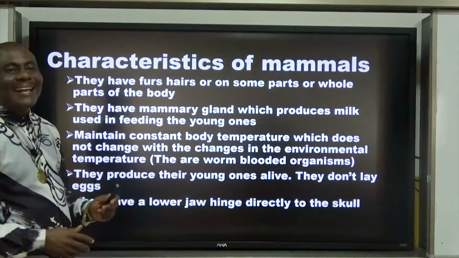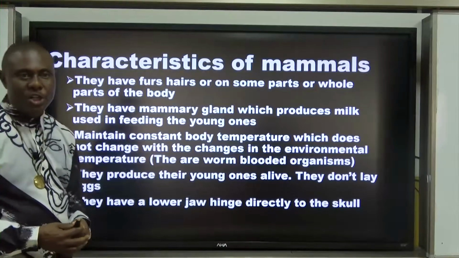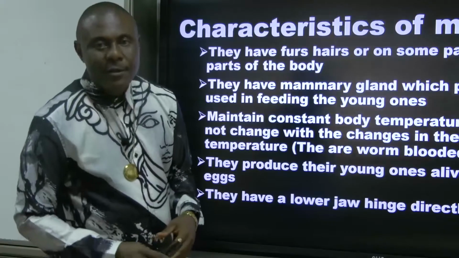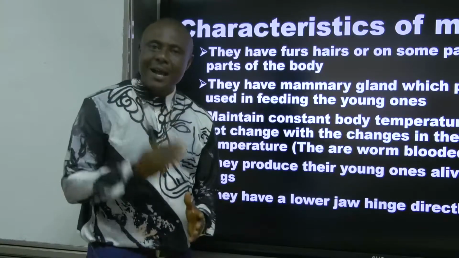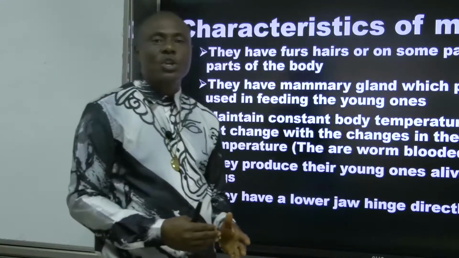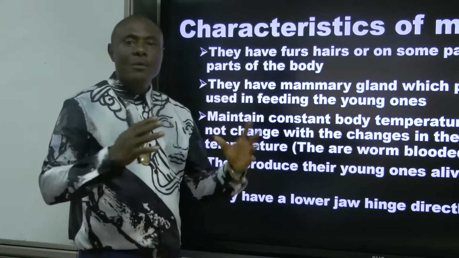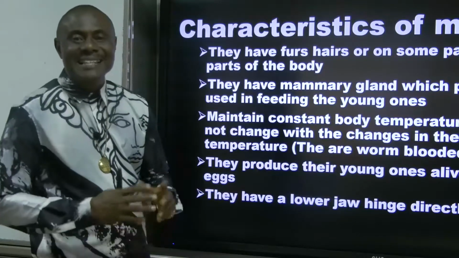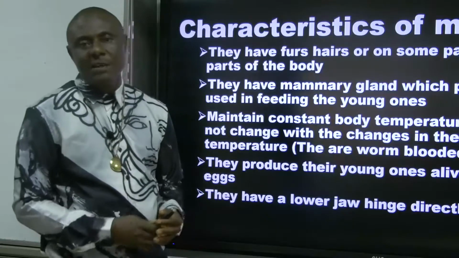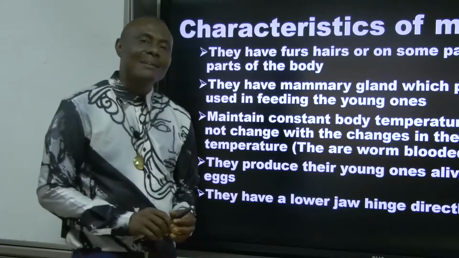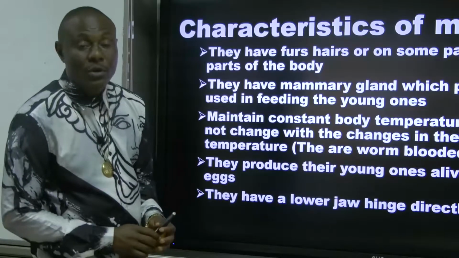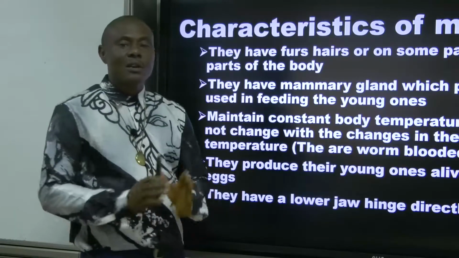They also maintain a constant body temperature. Their body temperature does not change with the change in environment. If the environment is cold, they have the same body temperature. If the environment is hot, they have the same body temperature. The body temperature of man is 37 degrees centigrade, and it does not change with the environment. That is why man is seen as a warm-blooded organism, because the body temperature remains constant.